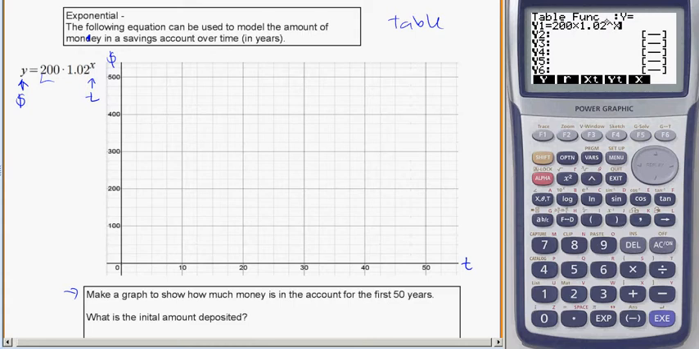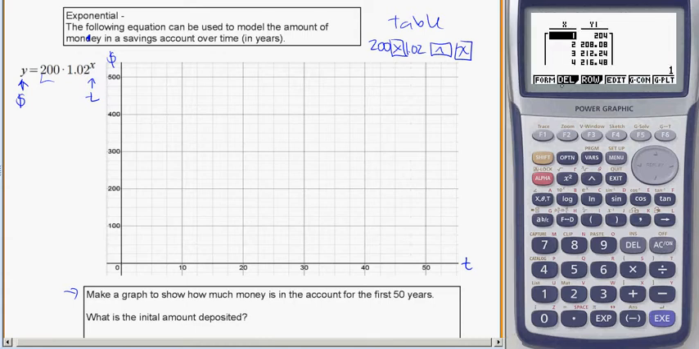So again, we use that hat button, the little arrow pointing up. So when you're using an exponential in table, 200 times 1.02, it's the times button, hat button, and then you use the variable x. And press execute. Here we've got that table. If I press table again, I'll probably just get random numbers that are not very helpful.